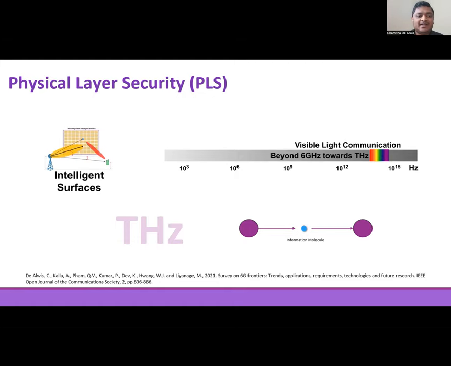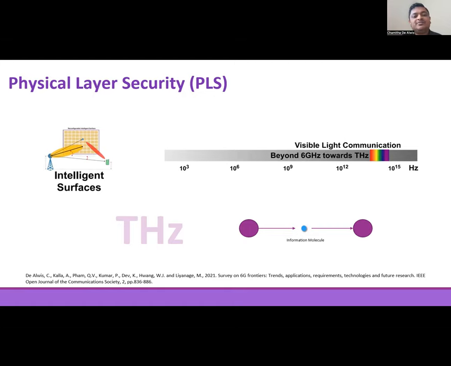And also we are moving from MIMO to large intelligent surfaces. So where there'll be large number of antennas, so they can transmit focus beams. So unintended parties will not be able to receive those transmissions.